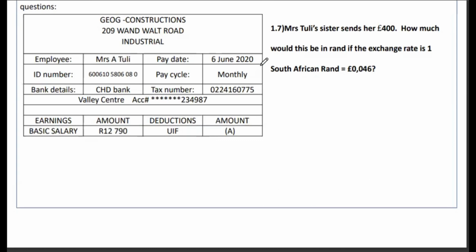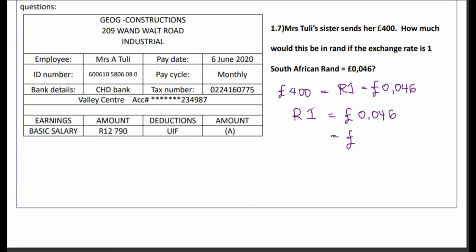We look at question number 1.7. We say, Mrs. Tully's sister sends her 400 pounds sterling. How much would this be in rands if the exchange rate is 1 rand is equivalent to 0.046 pounds sterling? So the first thing you're going to do, if 1 rand is equivalent to 0.046 pounds sterling, how much will the 400 pounds sterling produce in rands?